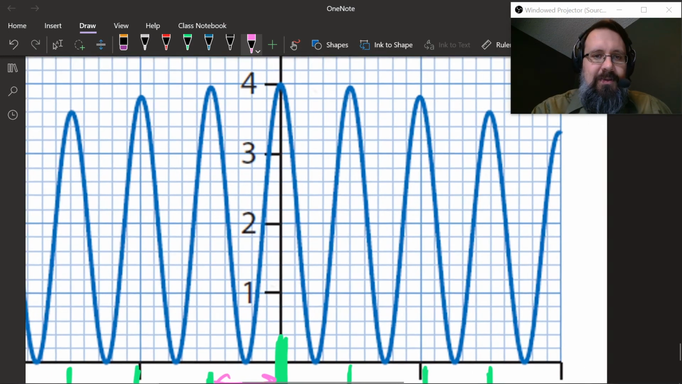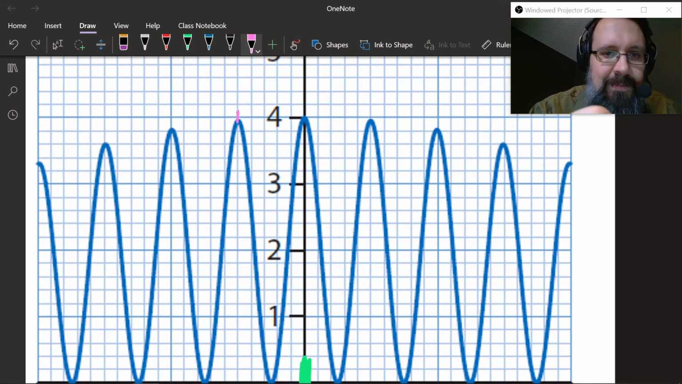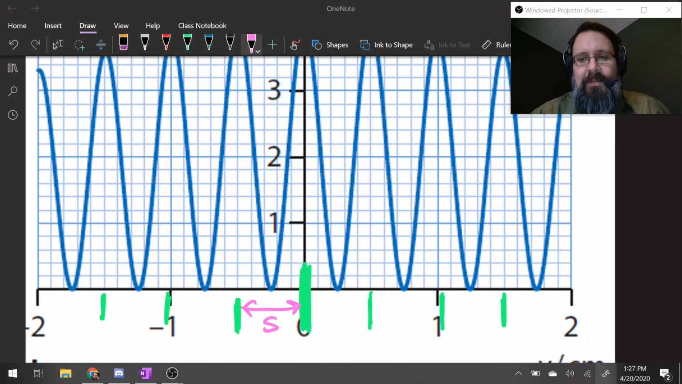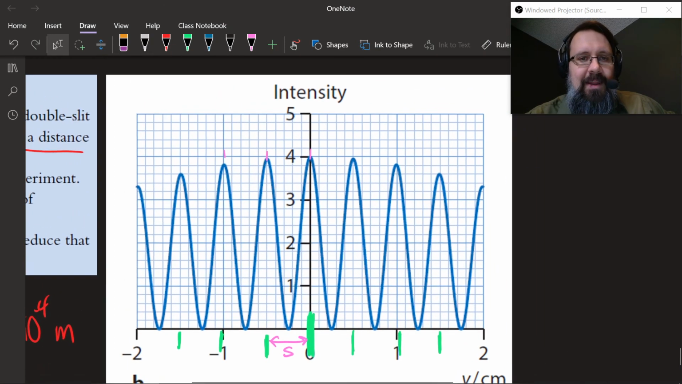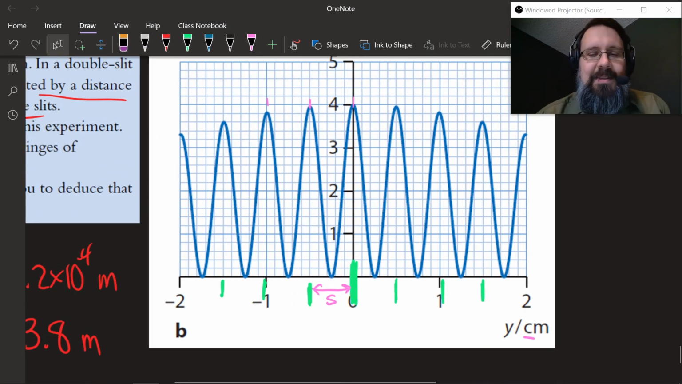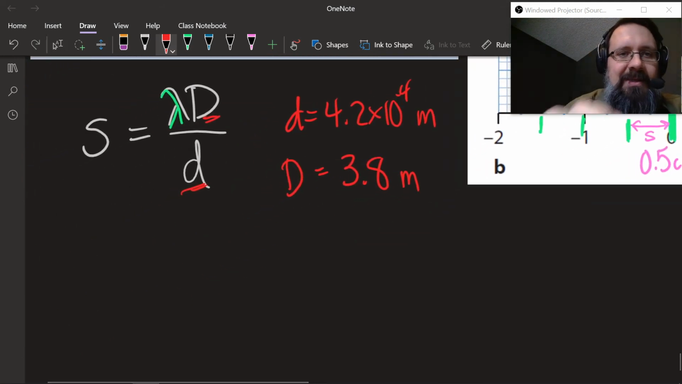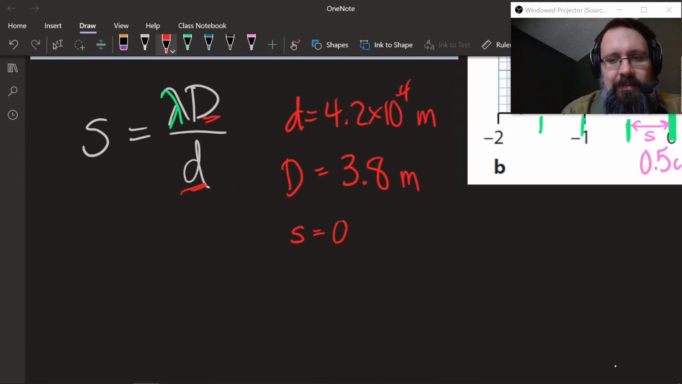So if we read this graph, we'll notice that it's coming about right there. And let's just count: 1, 2, 3, 4, 5, 6, 7, 8, 9, 10. That's 1 centimeter. So if we're coming at the middle of that, then that means little s is about half a centimeter. So little s is 0.5 centimeters. So I can add that to my list of things that we know: 0.5 times 10 to the negative 2 meters. That's what centi is.